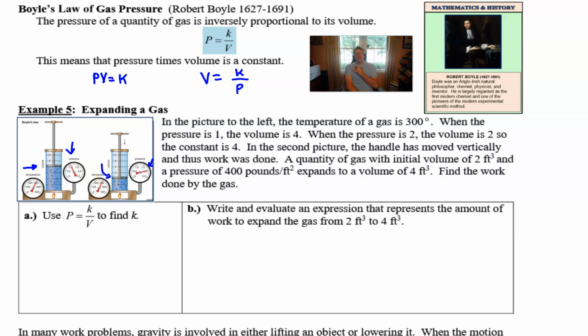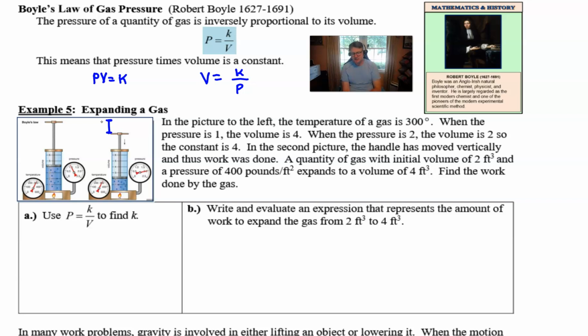What that is saying is very clear: the constant of this gas pressure situation is going to be 4, because pressure times volume always has to be a constant. 4 times 1 is 4, 2 times 2 is 4. Okay? Now, if you look at our pictures again, in the second picture, it's very clear that our handle was depressed. It was depressed that particular distance, and therefore work has been done.